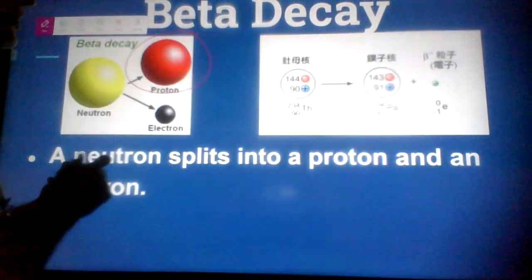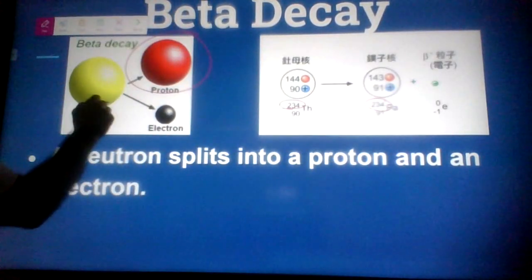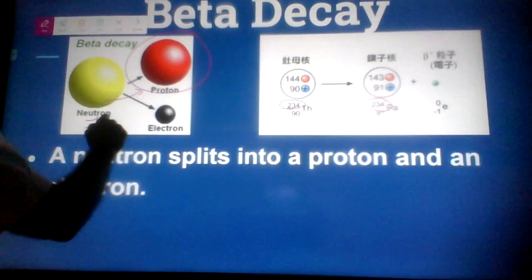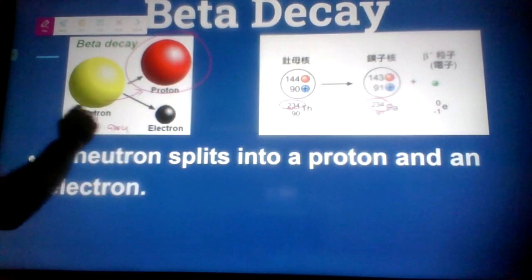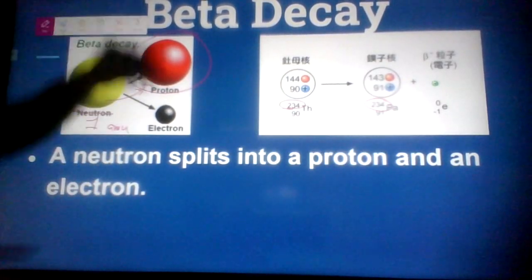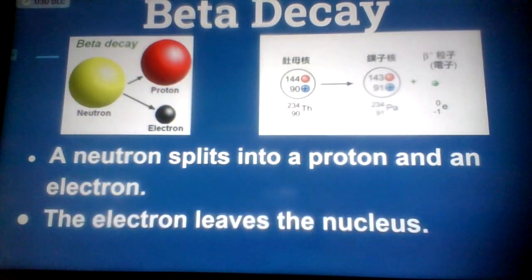So we're going to get a new element, but we're going to keep the same mass because all that happened was the neutron became a proton and each one has 1 atomic mass unit. So lose a neutron, but add on a proton. The electron just goes bye-bye, as you see right there. So a neutron splits into a proton and an electron. That electron leaves the nucleus. It is kicked out, it is gone.